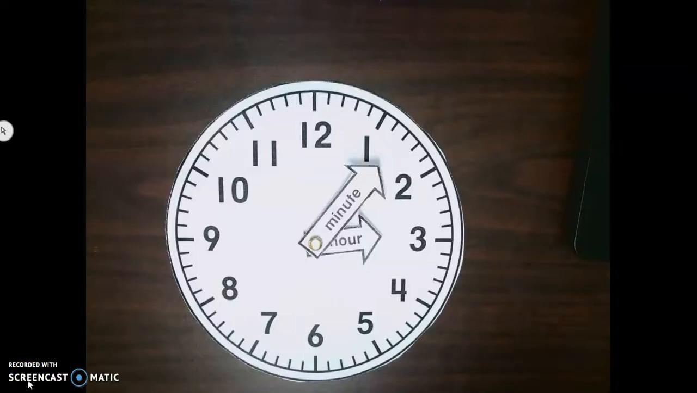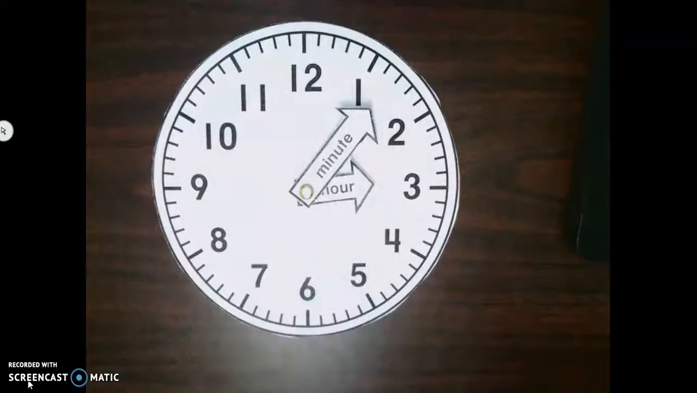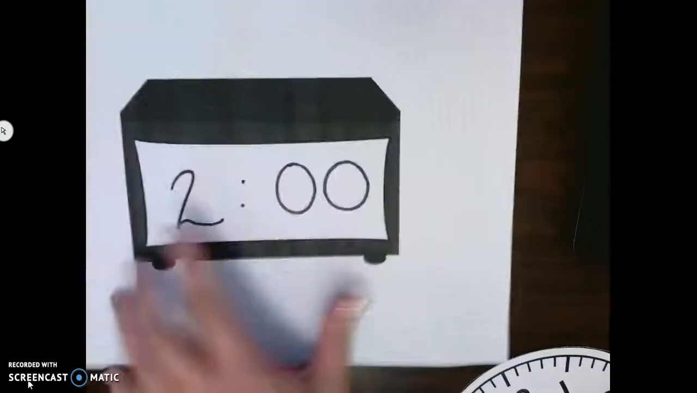One of the things that we'll be working on this year is telling time. Let's start by looking at two different types of clocks. So this one right here is our analog clock, and this one is our digital clock.